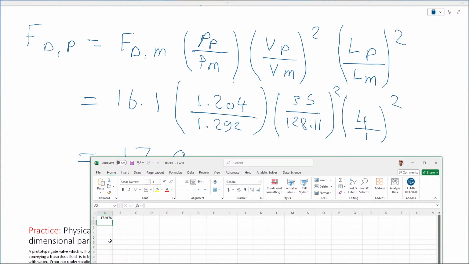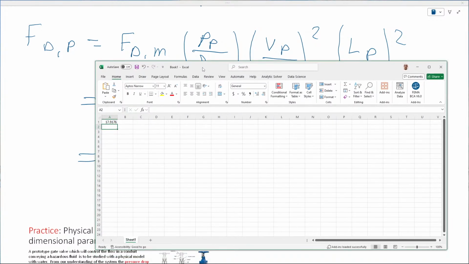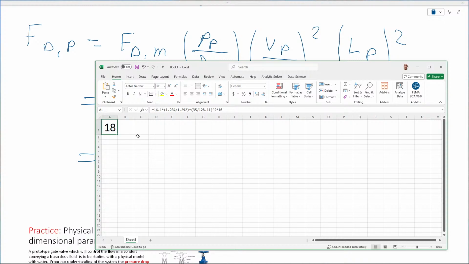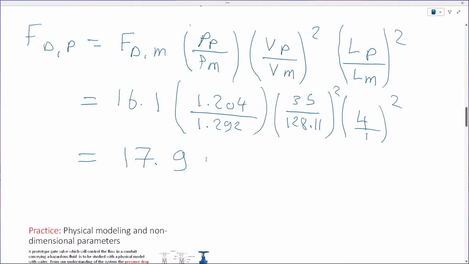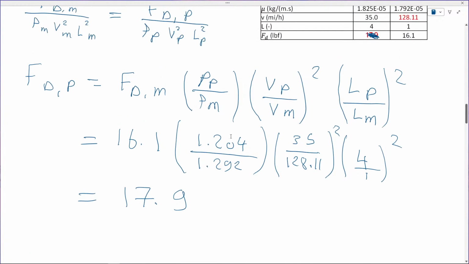I did this, and the number that I got, I don't know if you can see it here, is 17.9. So I got 17.9. That's what I got, and that's the same number that we have here, 17.9. Okay, so simple stuff.